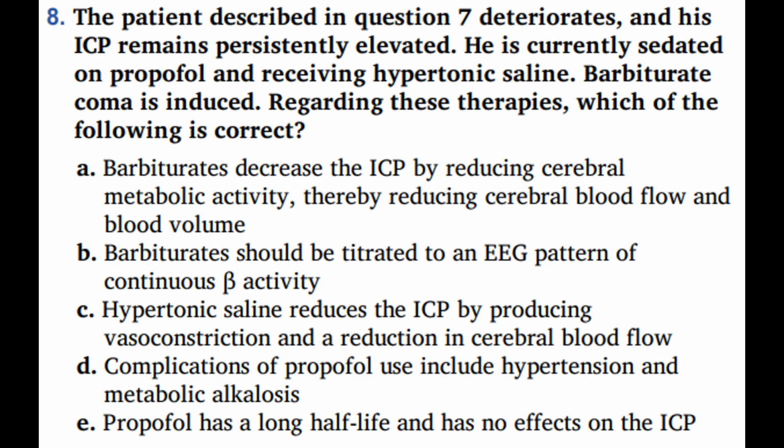Now, why are the other options wrong? Well, continuous beta activity is seen with benzodiazepines and not with barbiturates, and it is not a treatment goal. Hypertonic saline works by osmotic pull and not vasoconstriction. Propofol causes hypotension and acidosis and not hypertension or alkalosis. And propofol reduces the ICP and has a short half-life. Option E is completely off. Keep in mind, barbiturate coma should be your last resort, and when you use it, monitor the ECG, the blood pressure, and the immune status closely.